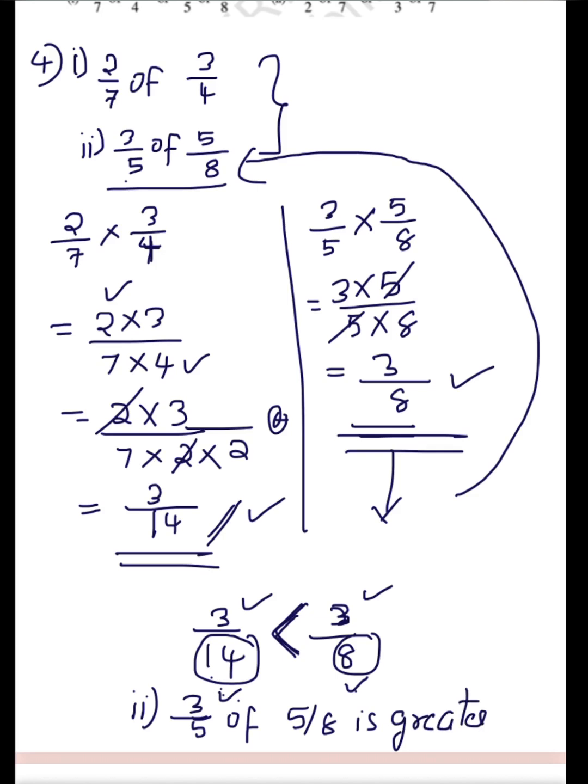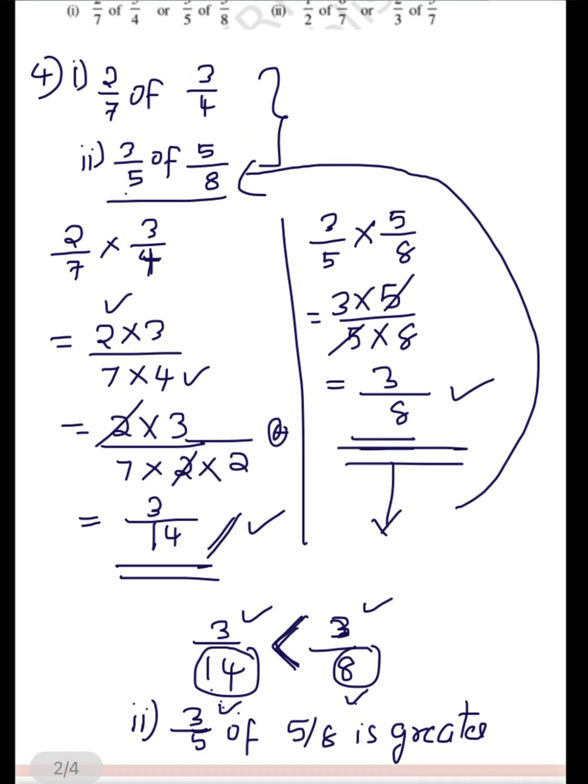Understand what we have done here? Okay. So this is how you compare two fractions. Okay. Here both have got the same numerator. So the numbers with the greater denominator will be the smaller number, and the numbers with the smaller denominator will be the greater number. Okay. So here 8 is smaller. So 3 by 8 will be greater number. Okay. So this is the case of first question.